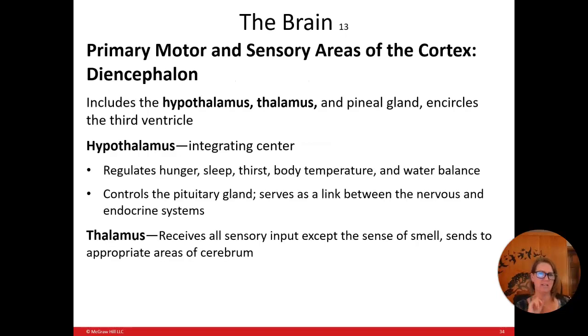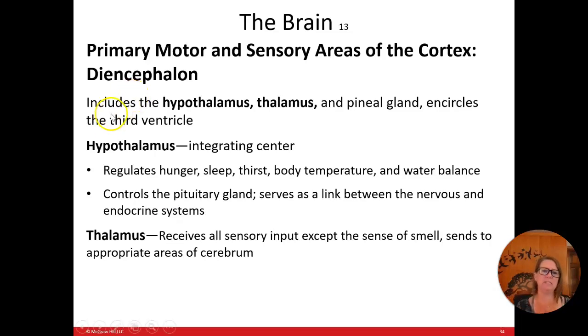So we talked about the diencephalon, the three parts: thalamus, hypothalamus, and pituitary. So let's take a look. I'm going to start down here at the bottom. The thalamus is the relay center of the brain. Essentially it's receiving all the sensory input coming up from the spinal cord, except for the sense of smell. And then it's going to send it to the appropriate part of the cerebrum for interpretation.